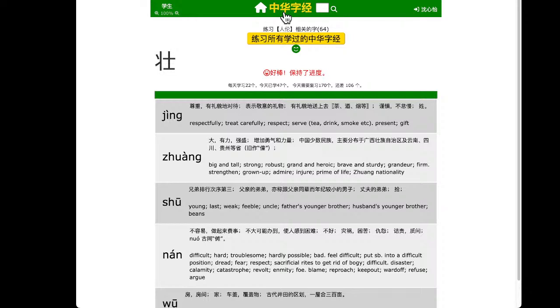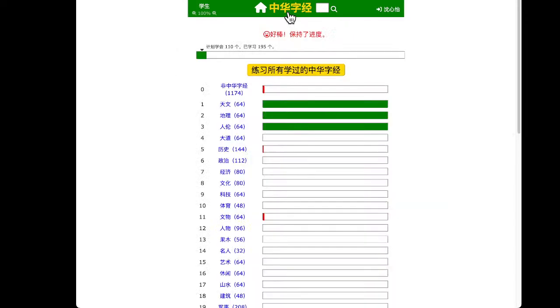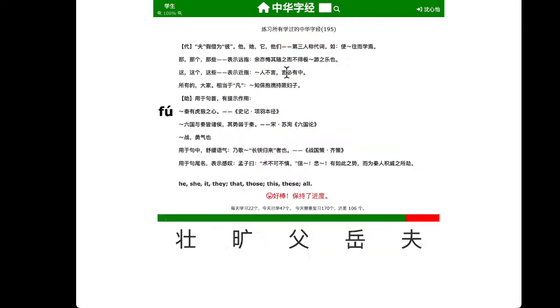And you want to make sure that not only do you practice the characters in the unit that you just finished, but also that you review everything else from before by clicking this button. And whatever your daily target, you want to hit that target.